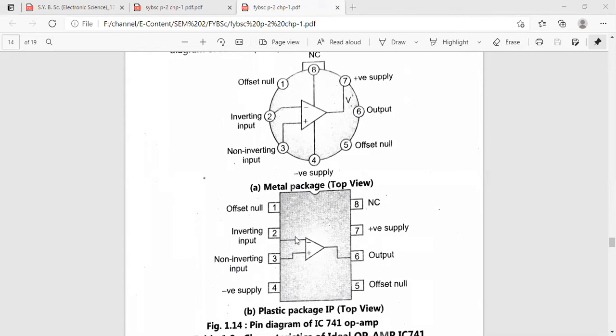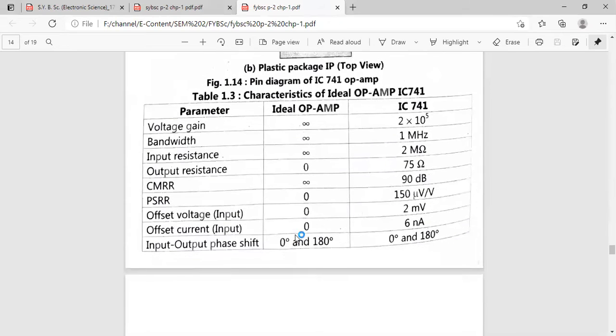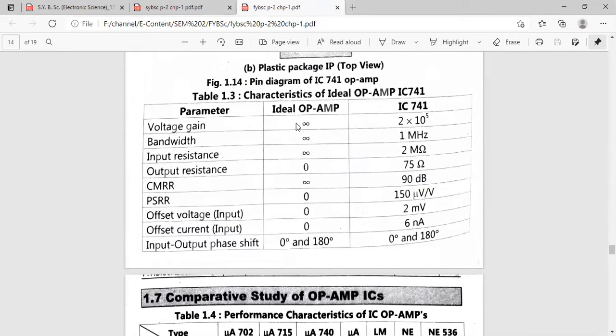All right, after that we have to study the characteristics of the op-amp. We have seen all the ideal and practical characteristics of the operational amplifier. There are multiple parameters, and we have to compare those parameters between the ideal op-amp value and the practical value of IC 741. The first parameter is voltage gain. Ideally it should be infinite, but practically when you measure your voltage gain, it is about 2 into 10 raised to 5.